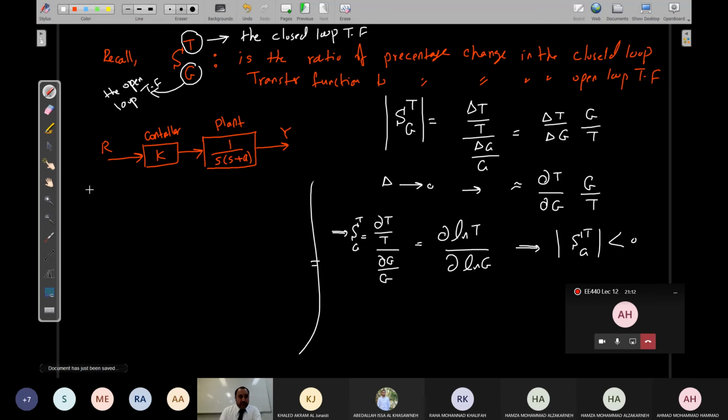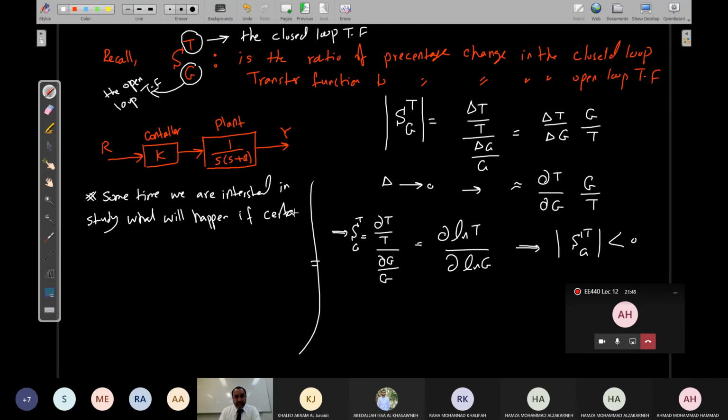So sometimes we are interested in studying the variation of a certain parameter, not all the transfer function. We are interested in studying what will happen if a certain parameter, let's say here for this example A, is changing. What will happen if a certain parameter is changing?